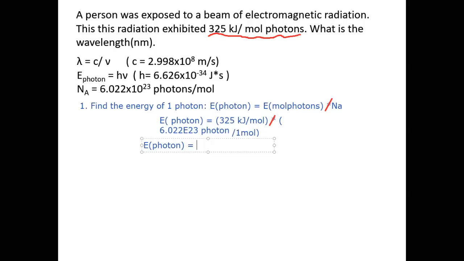is 5.397 times 10 to the negative 22 kilojoules per photon. So that's the energy of one photon. Now remember that Planck's constant is joule per photon. So we got to convert this to joules by multiplying by 1,000.